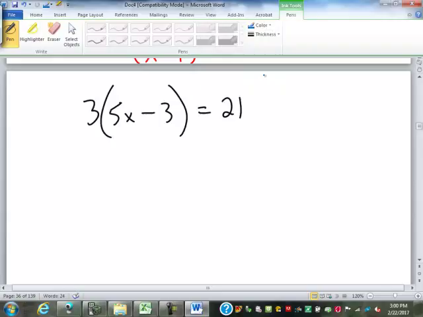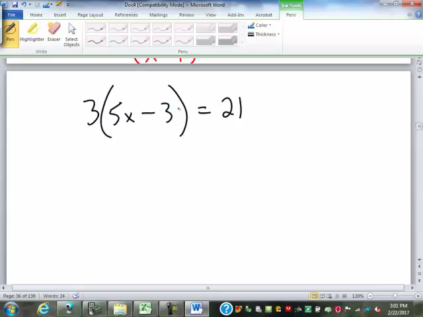What's different about this one that we haven't seen before? Parentheses. And as we've said before, anytime we see parentheses, it should scream at us, do something here first. And we have those 2 questions. Is there anything to do inside those parentheses? No, we can't. 5x minus 3 cannot be combined.